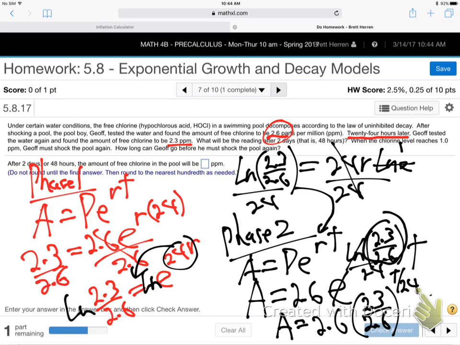Part 2 says how long till it's something? 1.0 or something? I think the second question is, you just got to make the amount be 1.0. You can do that. I'm going to skip on. Is that okay with that one? And the homework.